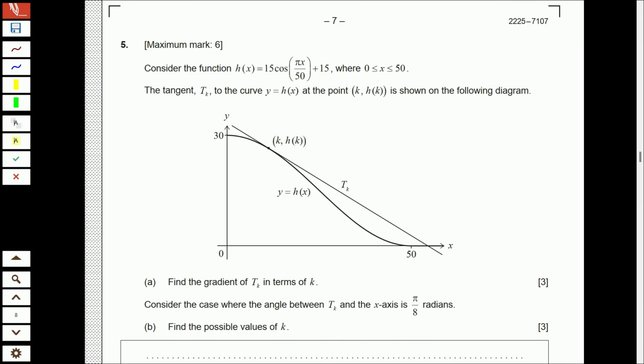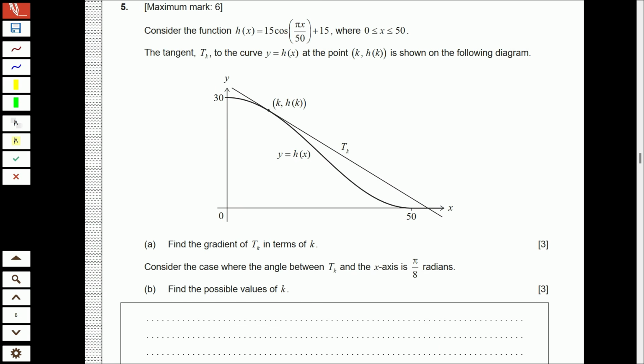Question 5. Consider the function h of x equals 15 times cosine of pi x over 50 plus 15, where x is between 0 and 50. The tangent TK to the curve h of x at the point k, h of k, is shown in the following diagram. Find the gradient of TK in terms of k.